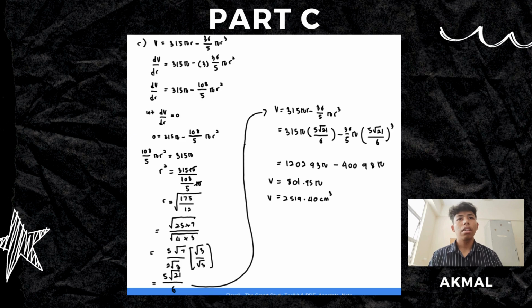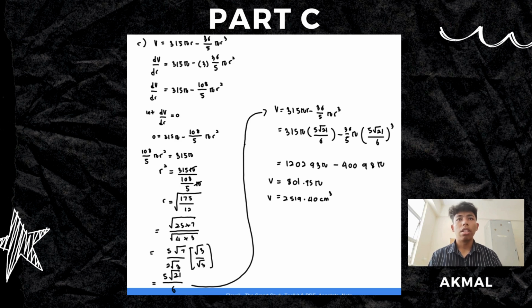If we need to find r, we need to differentiate V first. That is V equals 315 pi r minus 36 over 5 pi r to the power of 3. After we have differentiated, that is 315 pi minus 108 over 5 pi r to the power of 2. We will need to let dV over dr equal to 0. We need to move the 108 over 5 pi r to the power of 2 to the left hand side.